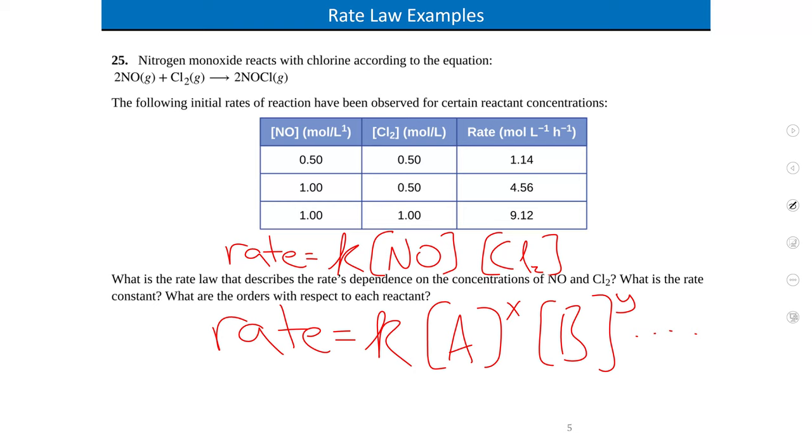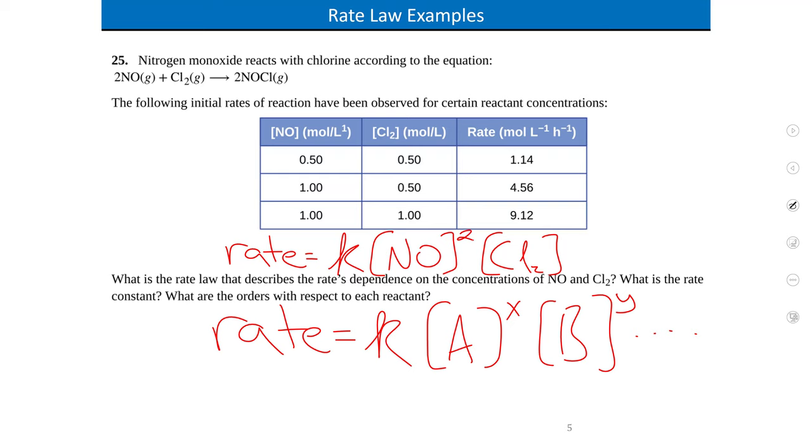Which is why we need this data, why we can't just look at the balanced reaction. We don't need this data if we were just going to treat it like it's equilibrium, right? But in this case, when we look at this, how do we know what the exponents are going to be? The rate quadrupled. What happened to the concentration when the rate quadrupled? The concentration doubled. And if it was proportional, if it was 1-to-1, if you doubled the concentration, the rate should double as well, right? We doubled the concentration and the rate quadrupled. That's what tells us it's a squared.